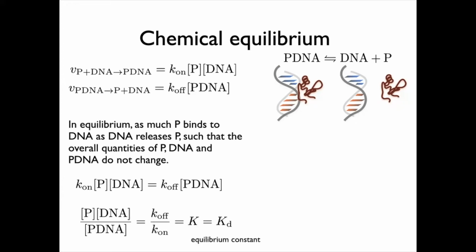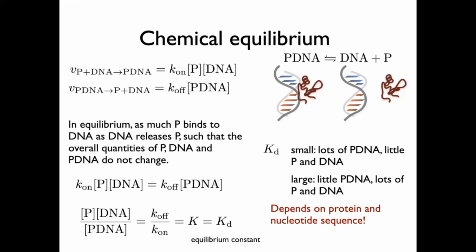This is very basic chemical kinetics. So we can rewrite this equation. Then we have the concentrations on one side and the rates on the other side, and that is equal to the equilibrium constant. The equilibrium constant says at which concentrations of the individual reactants and products you have actually achieved chemical equilibrium.